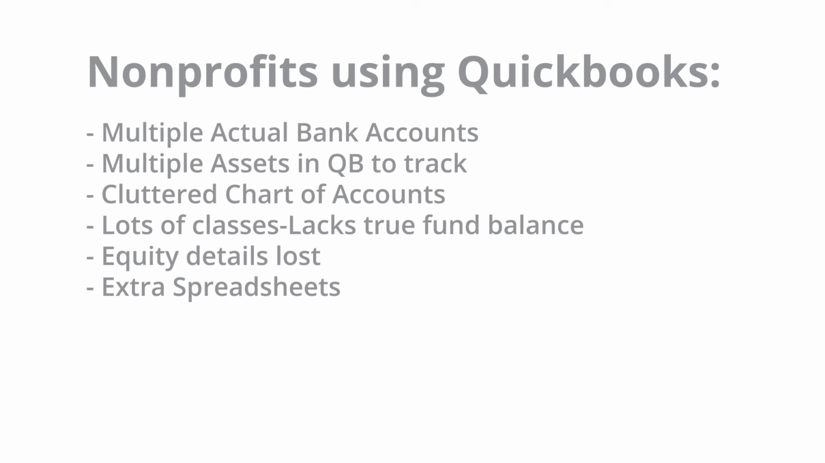You've got a lot of classes, which, again, is good for an income statement, but not good for getting a balance sheet or actual true fund balance at the end of the day. You might even have equity buckets that you've created to track the division of the types of equity, but even then you might be losing some of the detail because you're not sure what funds are summing up to that. And then you might have some extra spreadsheets to keep track of in addition to all that. So that is how you would currently run a nonprofit in QuickBooks.